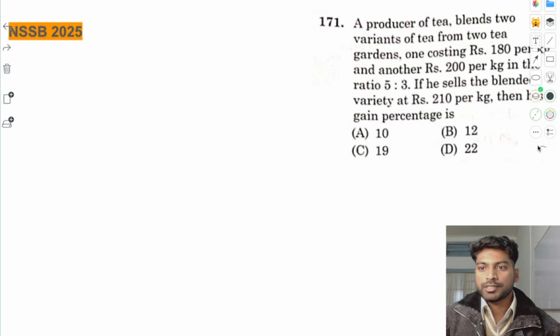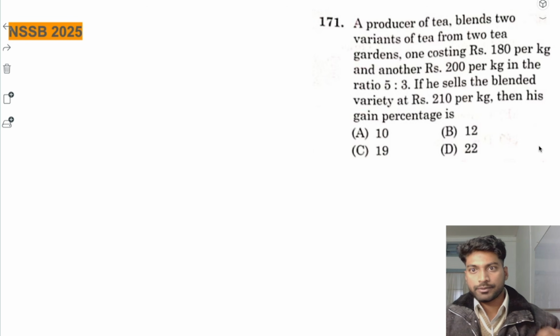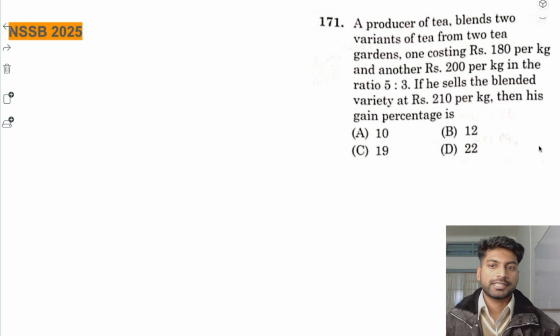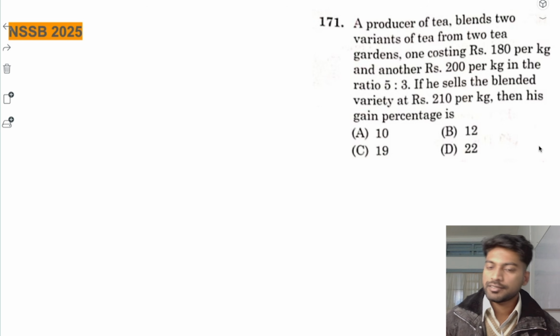Okay, so this was the first question, number 171. A producer of tea blends two variants of tea from two tea gardens, one costing 180 per kg and another 200 per kg, in the ratio of 5:3. If he sells the blended variety at the rate of 210 per kg, then what is the gain percentage? In this question you need knowledge of two topics, that is percentage and ratio.